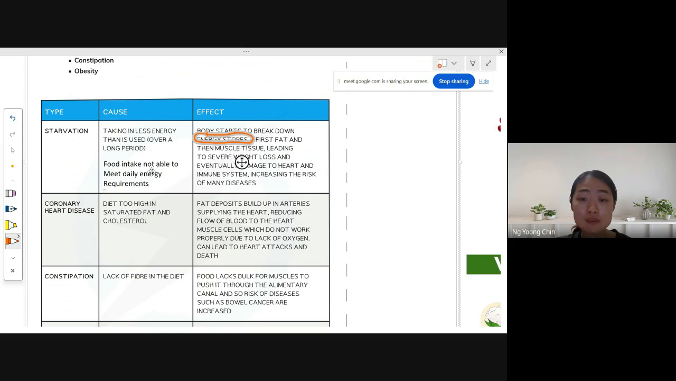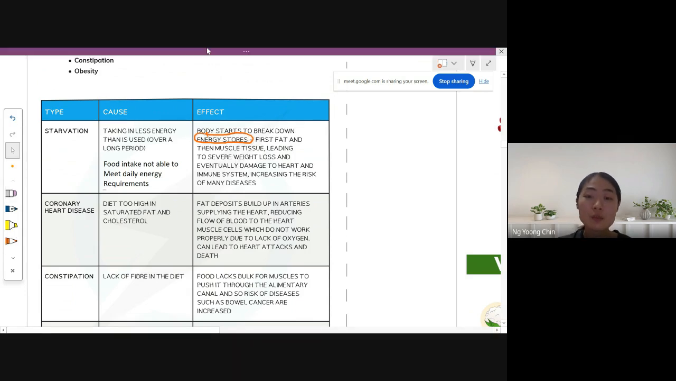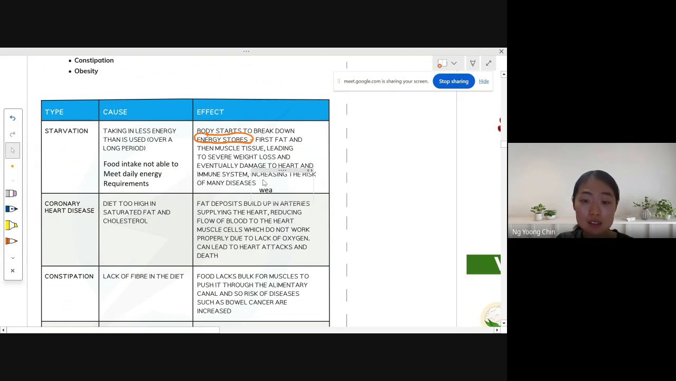It also increases the risk of many diseases because the person becomes immunosuppressed. Immunosuppressed means their immune system is weakened. With a weakened immune system, they are susceptible to many kinds of disease. So this is the result when you are taking in less energy than is used.